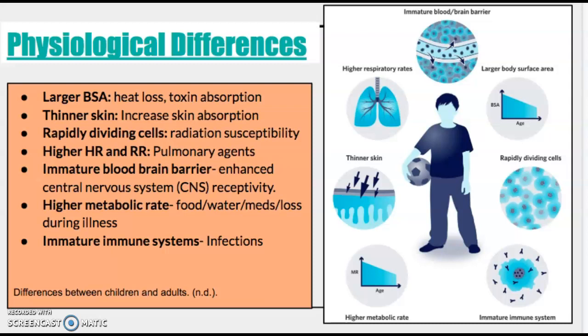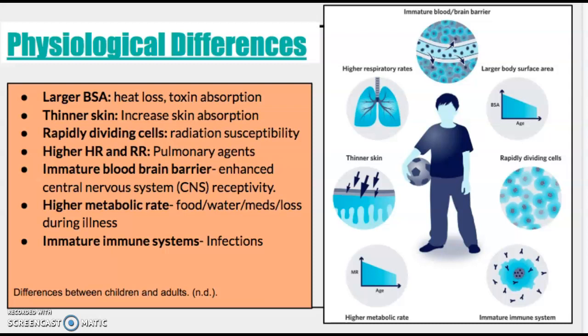Another thing about kids is they have rapidly dividing cells because they're growing. Their cells are always dividing, so this makes them more susceptible to radiation. That's why we have to really think about doing x-rays or subjecting kids to any kind of radiation when they're young.